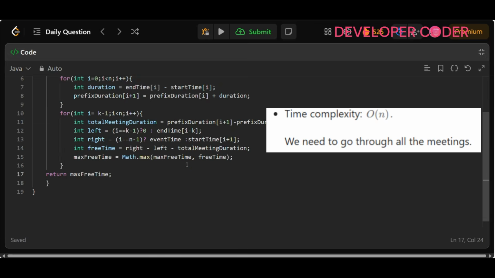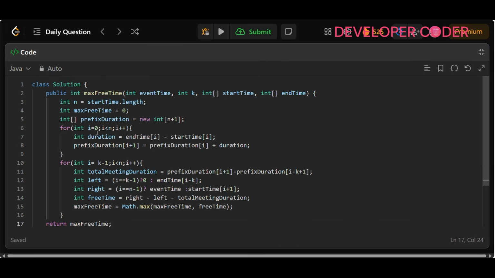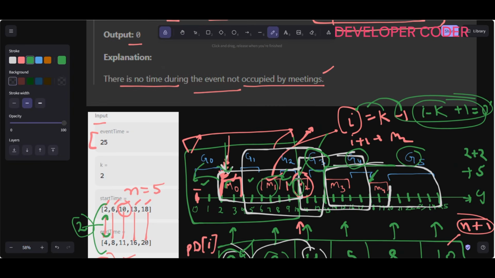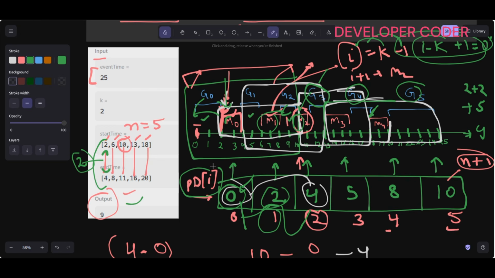And in this problem we are using the prefix sum logic. If you don't want to use that prefix sum logic, that is also possible. Without that, you need to do very few changes. Instead of calculating all the meeting durations side by side in the prefix duration array, you can just check the meeting duration of these two meetings, then these two meetings, then these two meetings, then these two meetings. Side by side you are going to check the window.